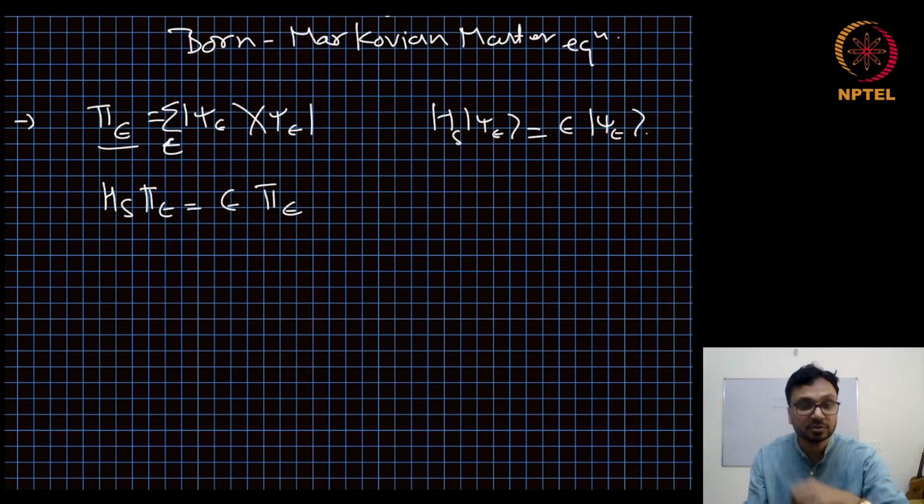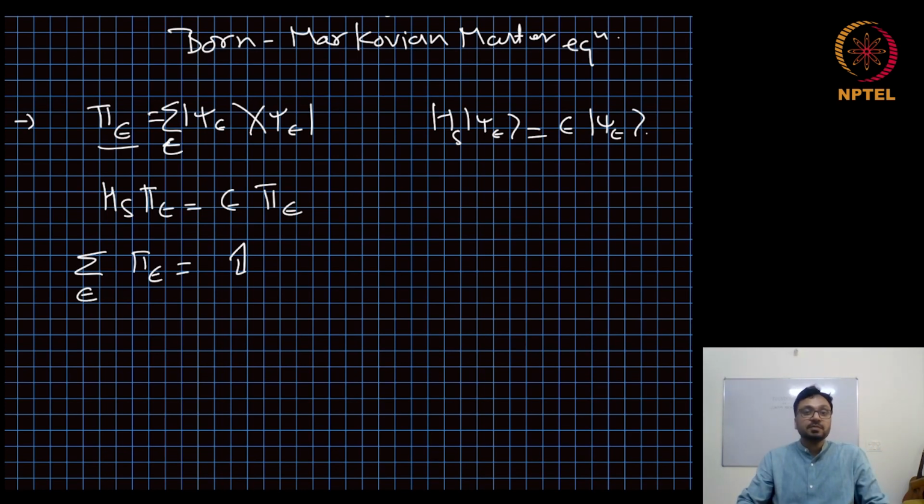So we are defining the projectors Pi epsilon in this way, and the sum over epsilon of Pi epsilon will be the identity, because this will contain all the rank 1 projectors over the eigenstates of HS, and HS is a Hermitian operator, so the eigenvectors form a complete and orthonormal basis, and this becomes a completeness relation.